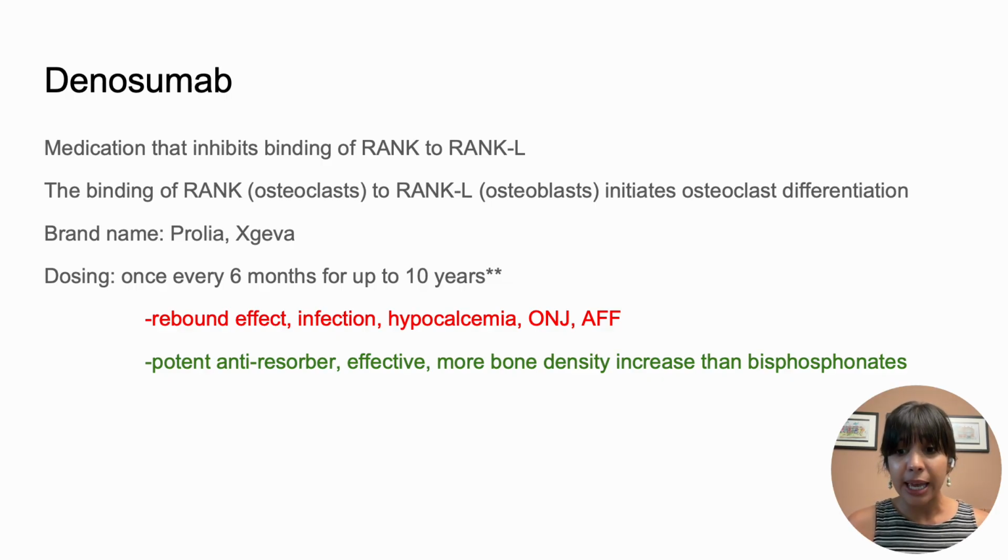Infection can occur with Prolia, especially in patients on steroids and Prolia or denosumab at the same time. Hypocalcemia is a little bit more profound with denosumab, so it's important to make sure, again, that patients are on adequate calcium. And ONJ and AFF, as with the bisphosphonates, can occur. Benefits, though: it's a potent anti-resorber, so it really helps prevent that resorption process from happening. So it's effective, and you might see a little bit more bone density increase than with bisphosphonates alone. So it is beneficial that way.